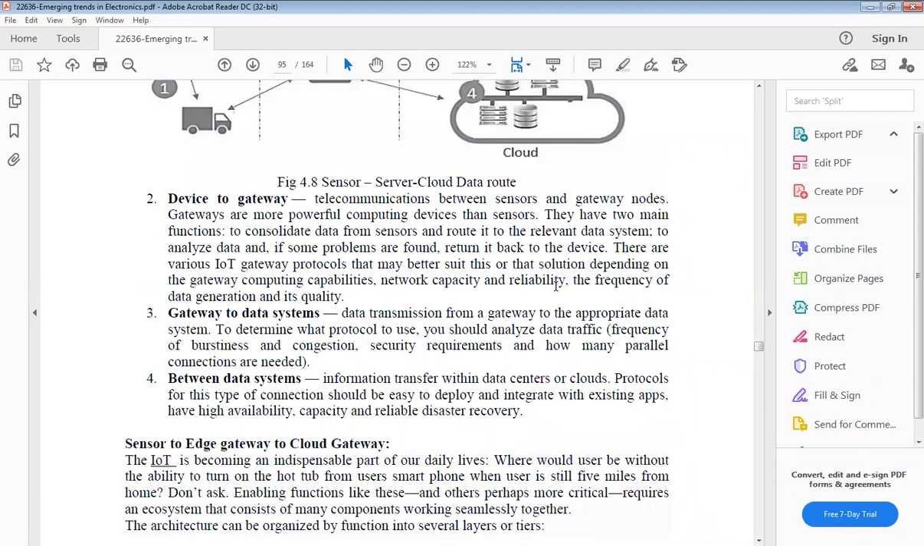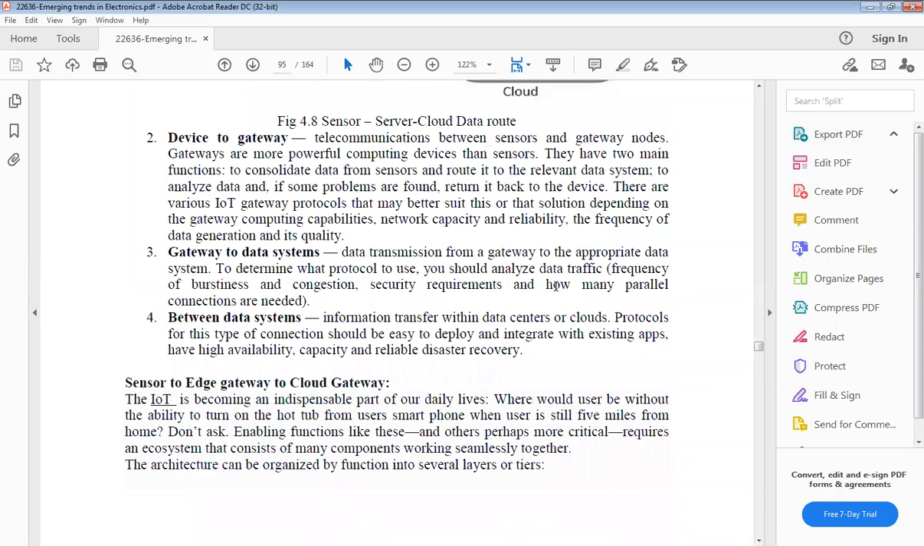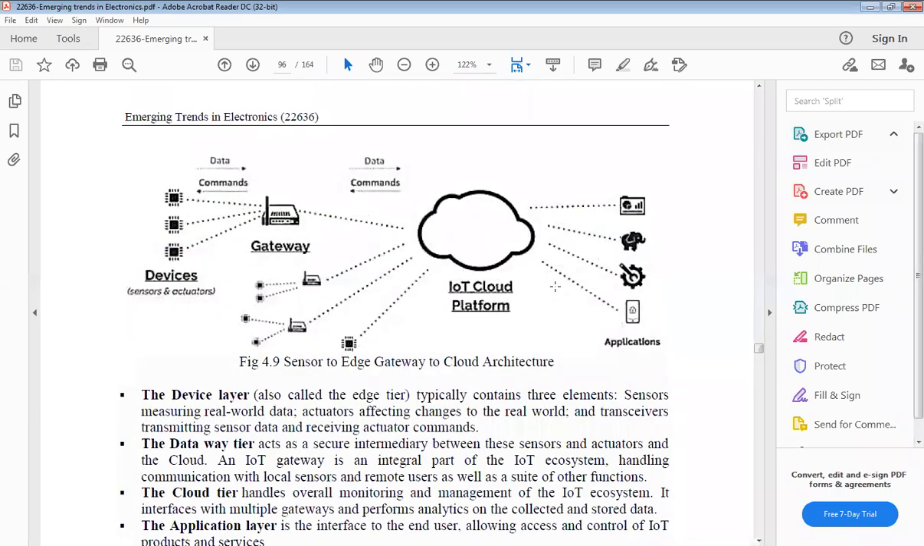Third is sensor to edge gateway to cloud gateway. Okay, sensor to edge gateway to cloud architecture. Okay, see this. These are the number of devices. These devices transmit data to the gateway. This gateway is a local gateway. Okay, so data from sensors are given to gateway. From gateway, the data is given to IoT cloud. Okay, IoT cloud. Then from IoT cloud, the data will be sent to the applications.